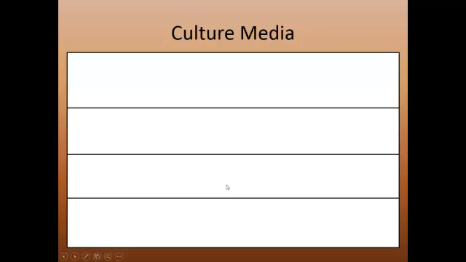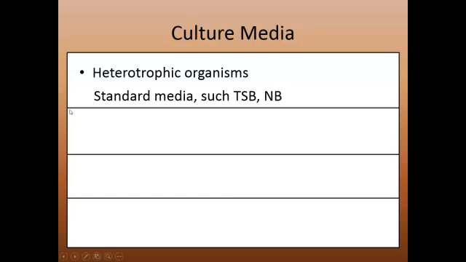Let's go over the different types of organisms and the types of media that they need. So most of the organisms that you're going to be dealing with in lab are heterotrophic. What does that mean? They're getting their carbon molecules from other organisms. In other words, they are not autotrophic, they are not photosynthetic. Most of them we can grow in standard media such as tryptase soy broth or nutrient broth.